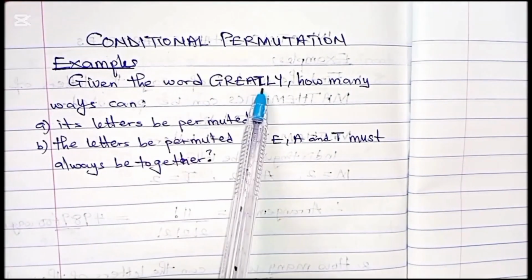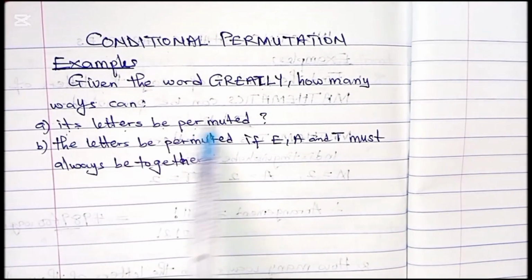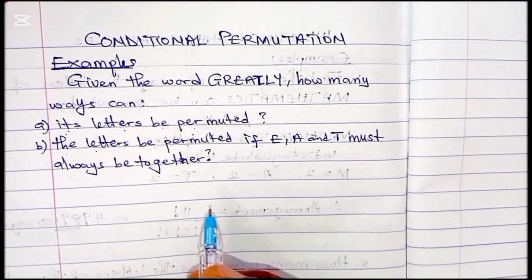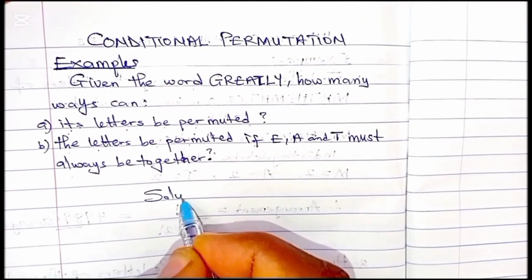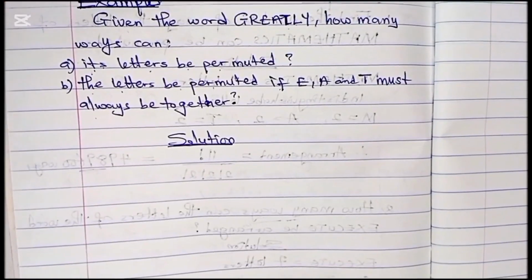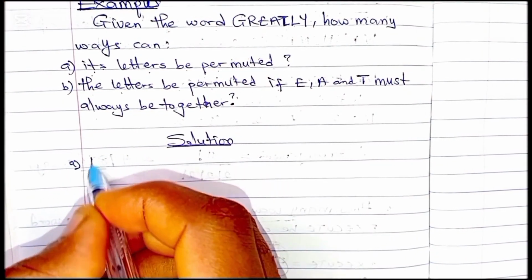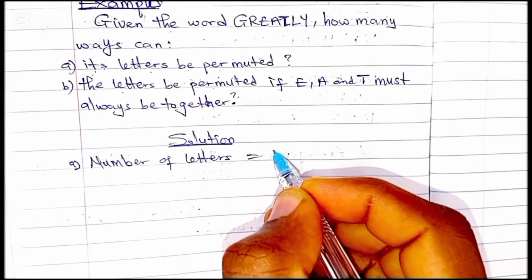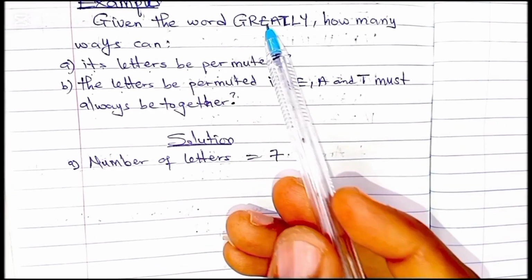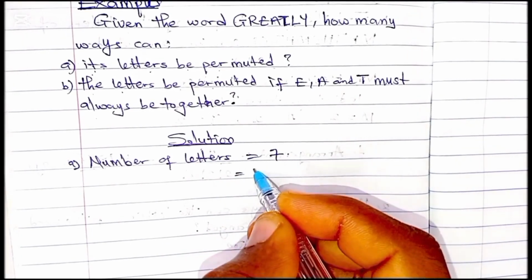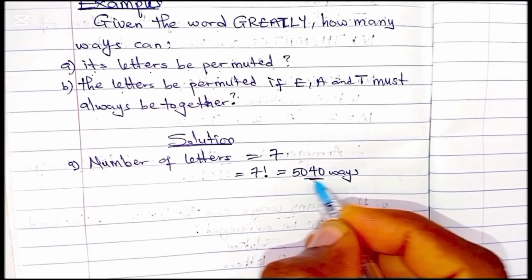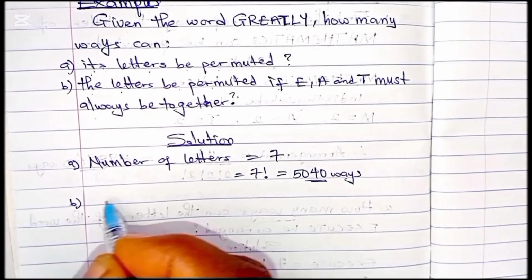Conditional permutations. This is a way by which we permute given values by a particular condition. Looking at the example before us, we are to permute the word greatly, if the letters are all eligible for it. And so we can see that greatly has 7 letters, and that will mean we can permute it in 7 factorial ways. That gives us 5,040.